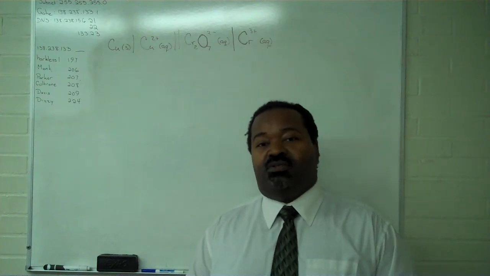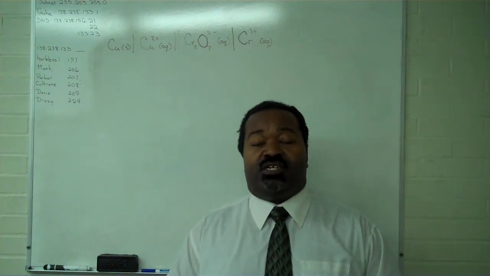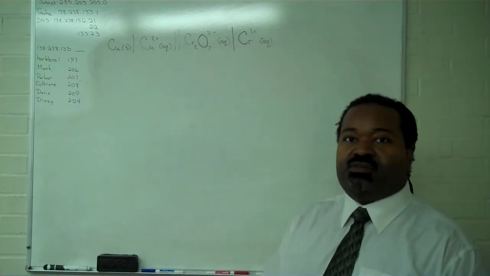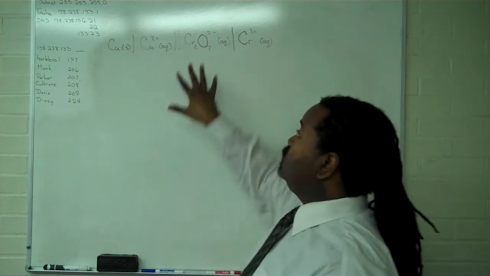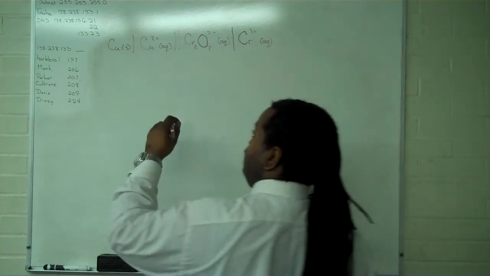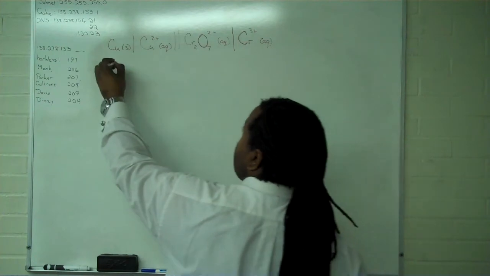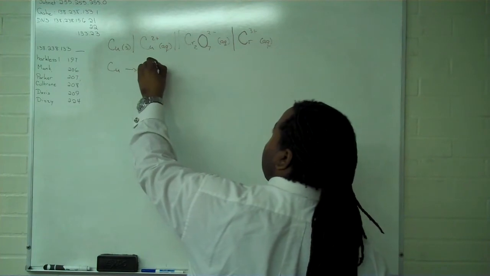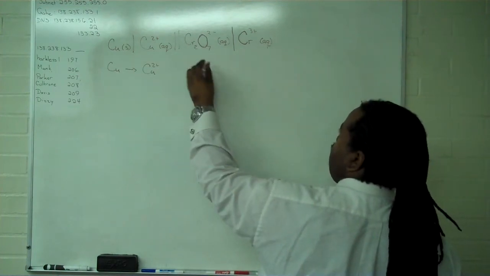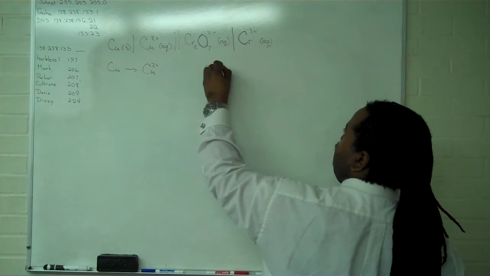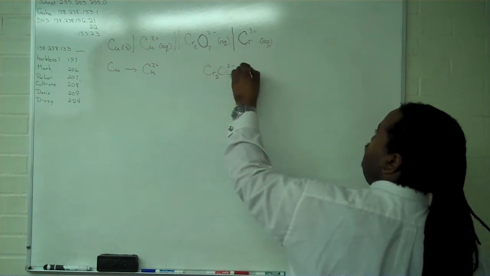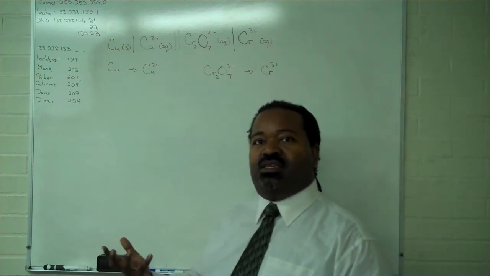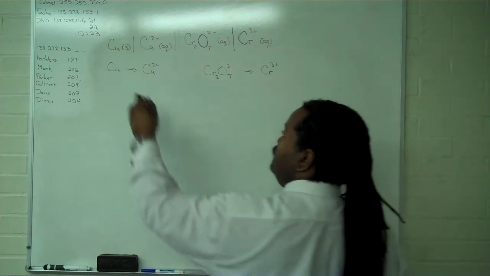This instructional video will show you how to find the standard cell potential when given a voltaic cell written in cell notation. The first step is to read this and complete the half cell reactions as given. So we have solid copper going to copper 2 plus, and on the reduction half we have the dichromate ion going to chromium 3 plus. And we would use the steps in the redox half reaction balance method to complete this.